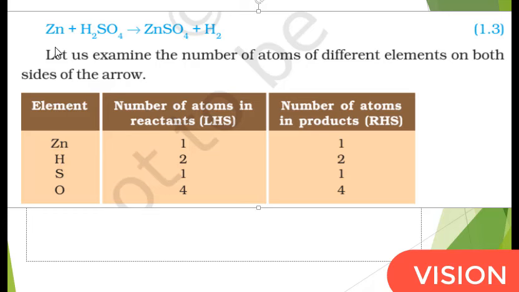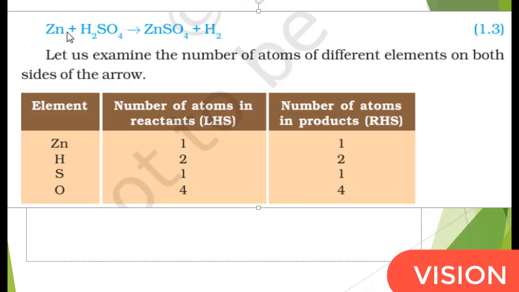In the left hand side one zinc is there, likewise Zn. Left hand side, reactant side, one zinc is there. Likewise in the right hand side also one zinc is there. Now coming to the next element. Next element is H2, hydrogen. Hydrogen left hand side 2 hydrogen is there. Likewise in the right hand side both 2 hydrogen is there.